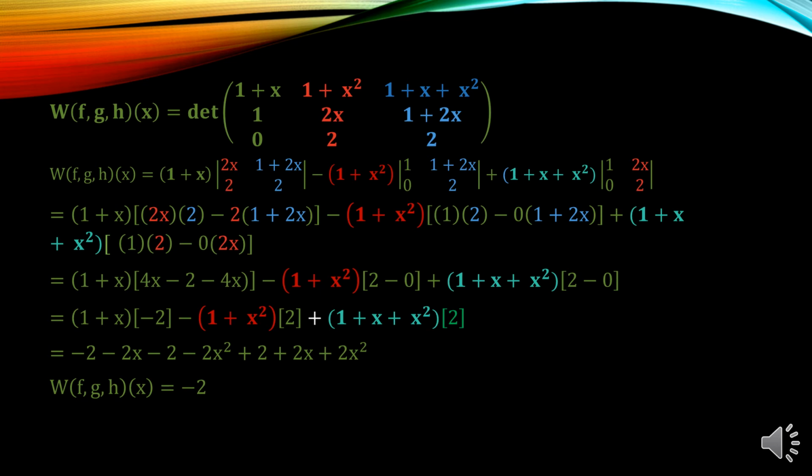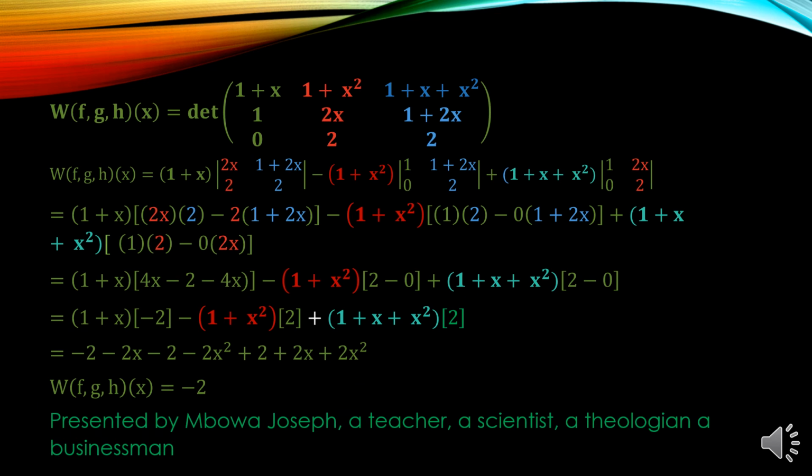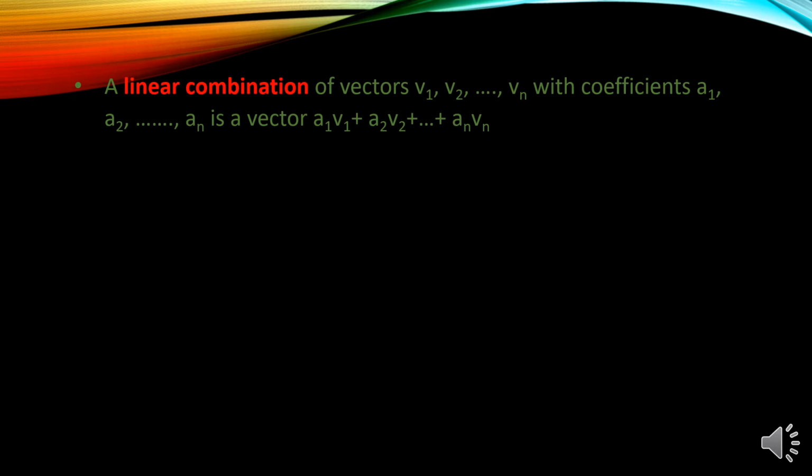We need to look at these ideas of linear combinations. From our idea of linear combination, a linear combination of vectors v1, v2 up to vn with the coefficients a1, a2 up to an is a vector: a1 times v1 plus a2 times v2 plus, until you come to the last term, an times vn. So that's what we mean by a linear combination.